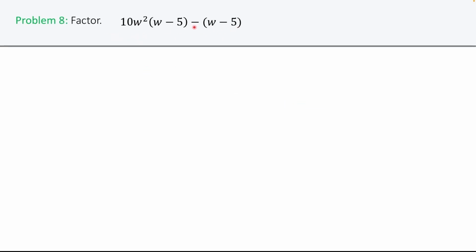This problem is the same as the previous one. In this expression, the greatest common factor is w minus 5. Factor out w minus 5. Put parentheses. Divide each term by w minus 5. If you divide this term by w minus 5 and w minus 5 gets cancelled, you get 10w squared. Minus. If you divide w minus 5 by w minus 5, you get 1.